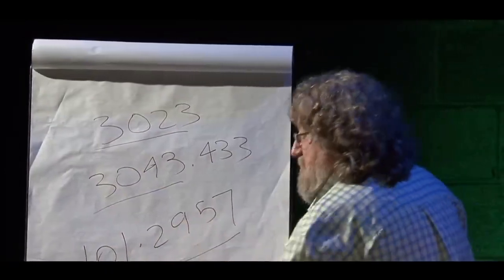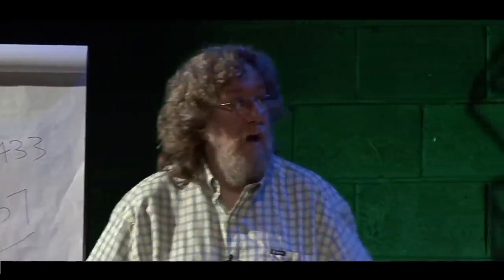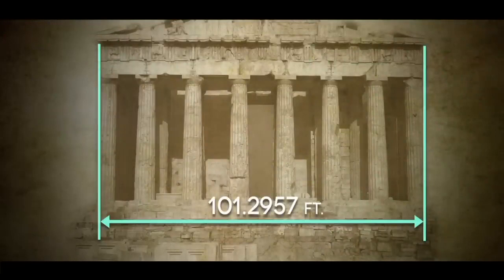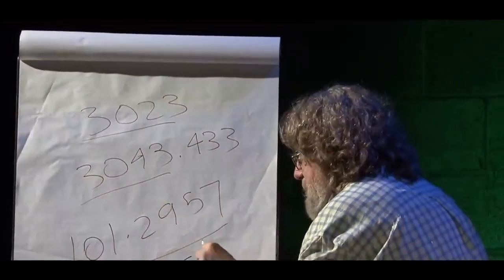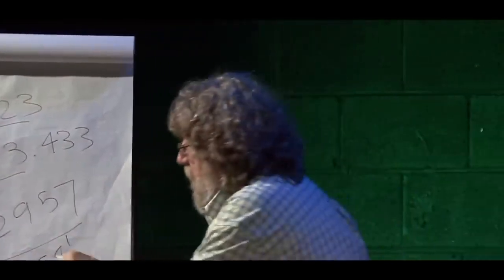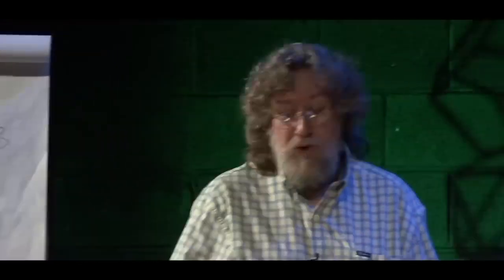That's good enough right there. There's the width of the Parthenon measured in our American feet. And also notice the latitude of Athens, where the Parthenon is located, is 37 degrees 58 minutes north. And I'm going to write that down, 37 degrees 58 minutes. So it's almost 38 degrees north.